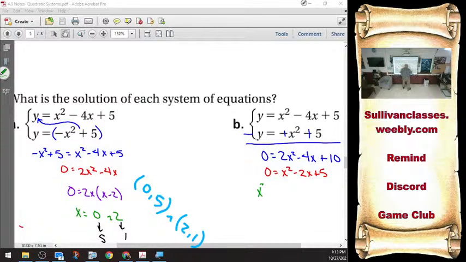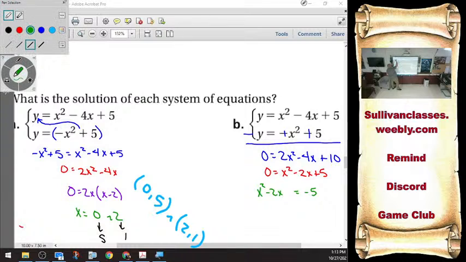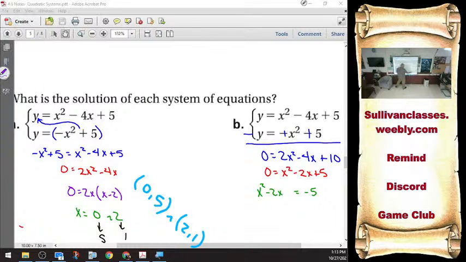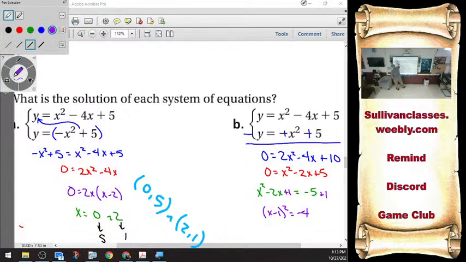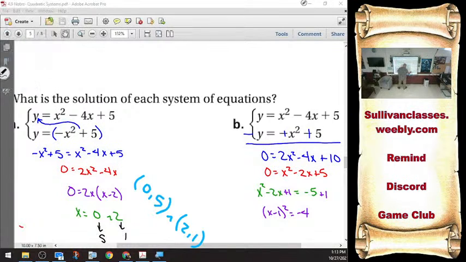So I'm going to say x squared minus 2x is negative 5. Add b over 2 squared to both sides. Well, half of negative 2 is negative 1. Negative 1 squared is 1. Getting x minus 1, the quantity squared, is negative 4. And what happens when I try to square root? You get an imaginary number. So that means there is no real solution.